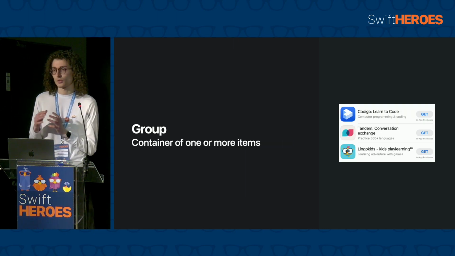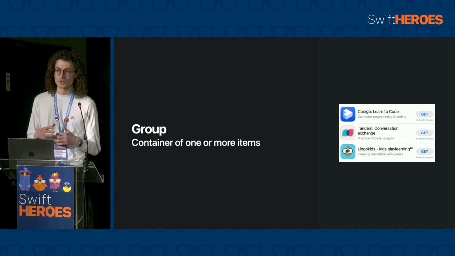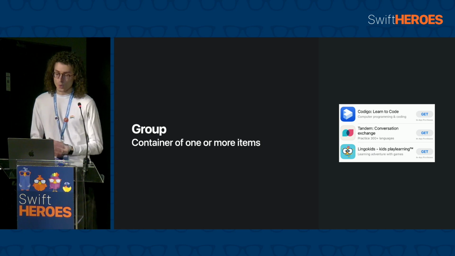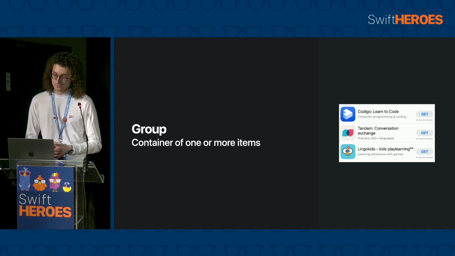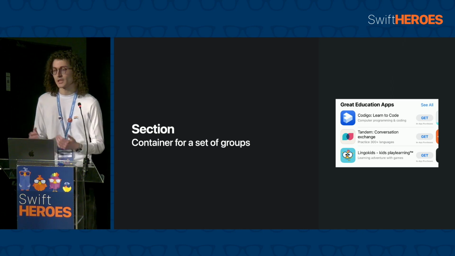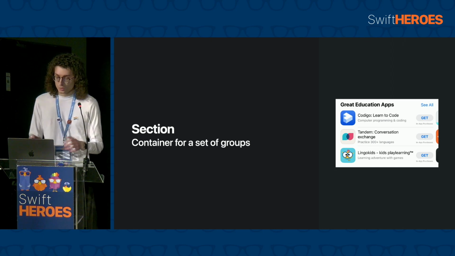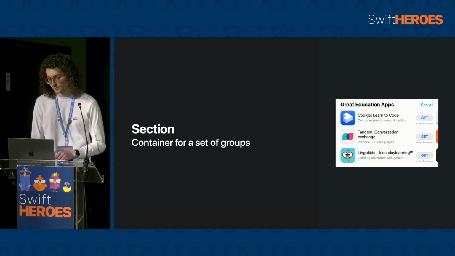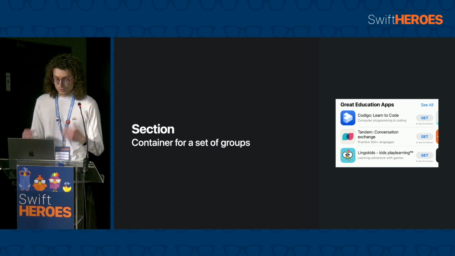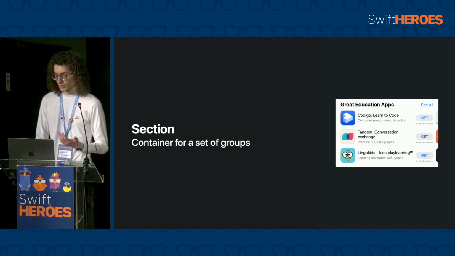But then we also had 3 of these items laid out vertically, and in compositional layout, we call this a group, which is a container for 1 or more items. Then we also had multiple groups laid out horizontally, together with some additional views, in this case, a header. And they're all contained in what we call a section.